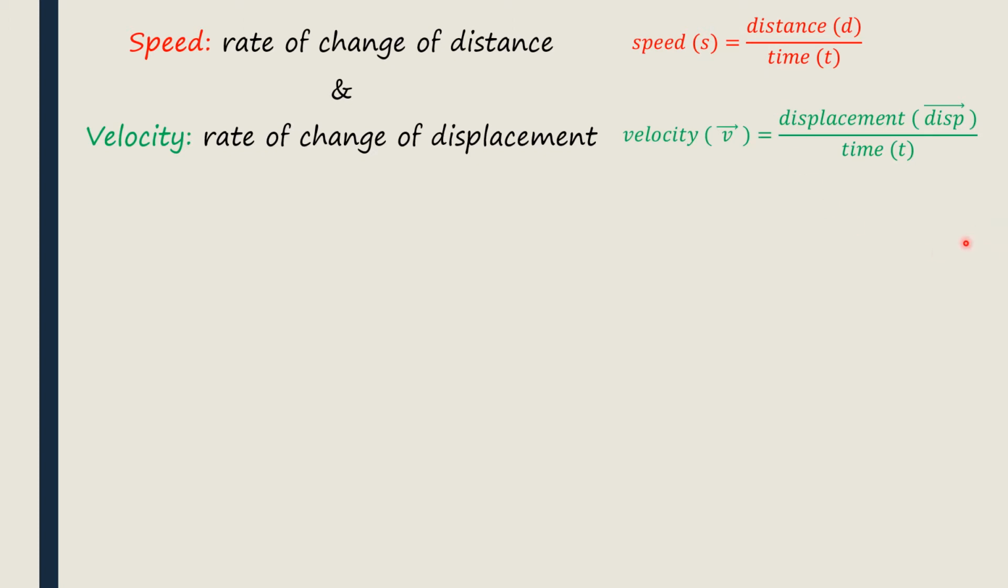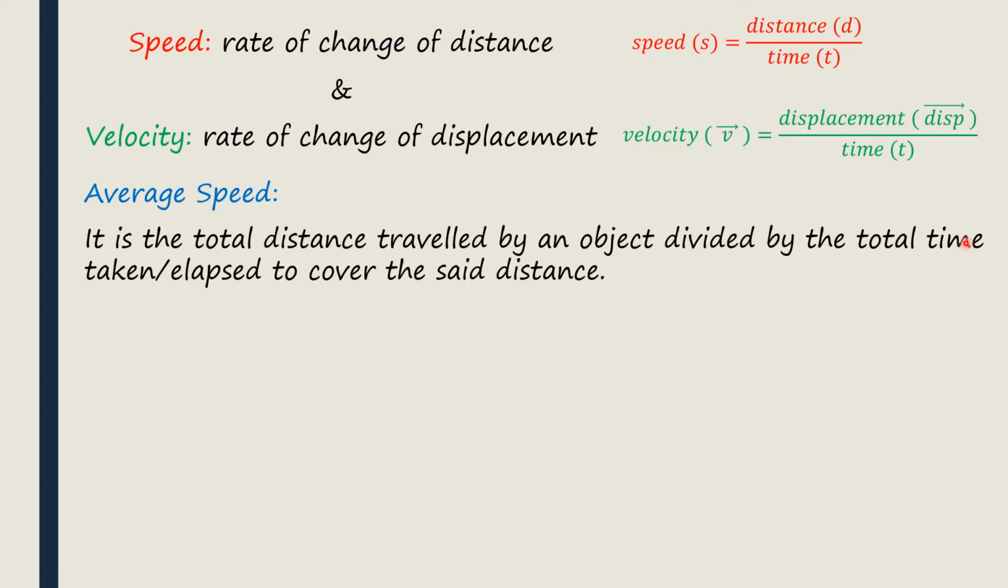Now, since we have already understood what speed and velocity are, let us get into the topic we are going to discuss today, which is average speed. So what is average speed? It is the total distance traveled by an object divided by the total time taken or elapsed to cover the said distance. This is the definition.